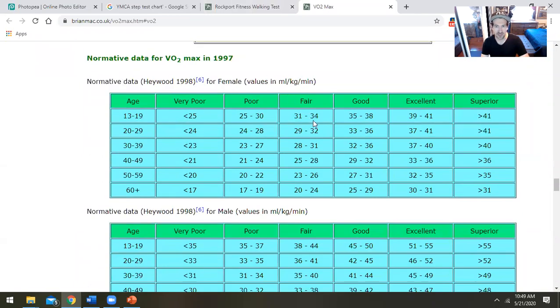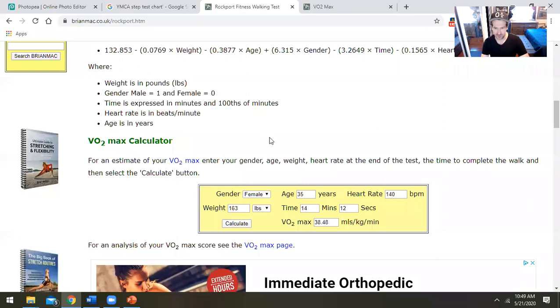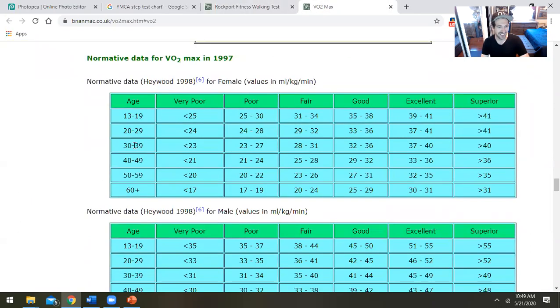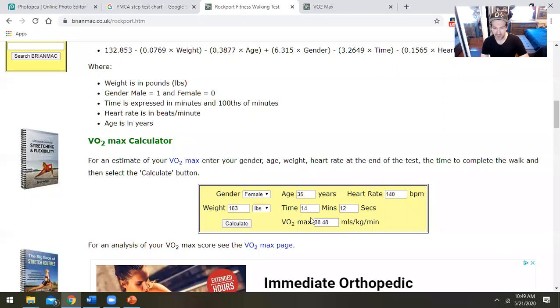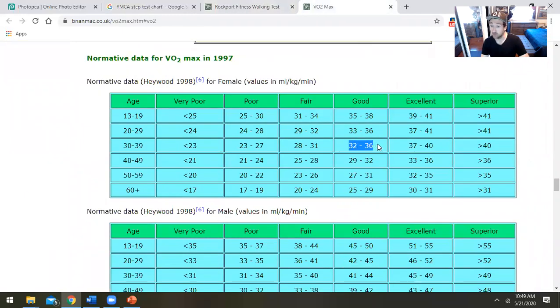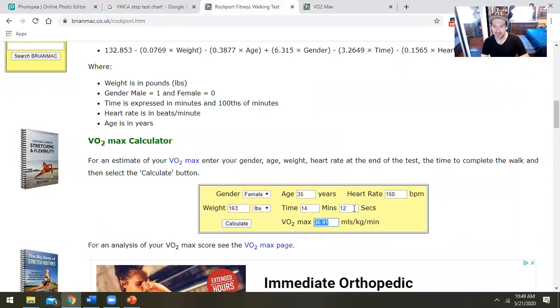Here's our females, right? How old was our client? 35. So they're going to be right in here, and their VO2 was 38. So that is going to be excellent. Let's say their recovery pulse was 150. That's going to give them a 36. That's also pretty good, right? Let's say their heart rate was 160. That's going to give them a 35. Still not bad, right? Put them in the good category.